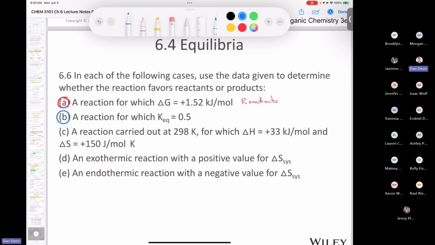Yep, it's going to be reactants again. There we go. So reactants again. Only have crummy reactions here.